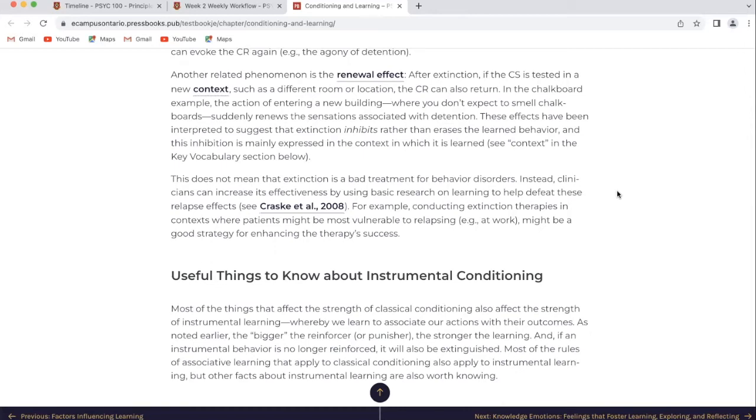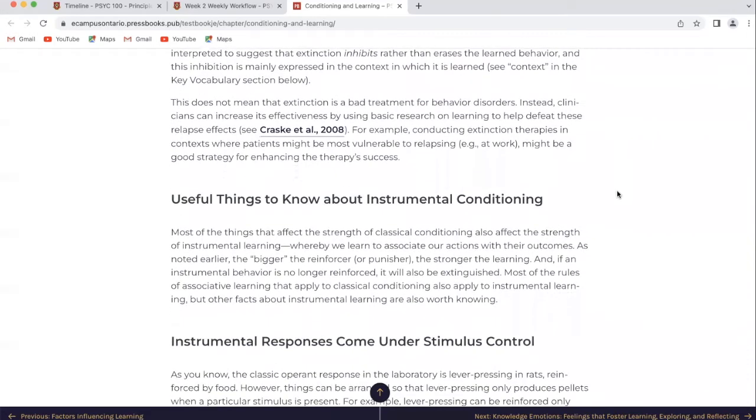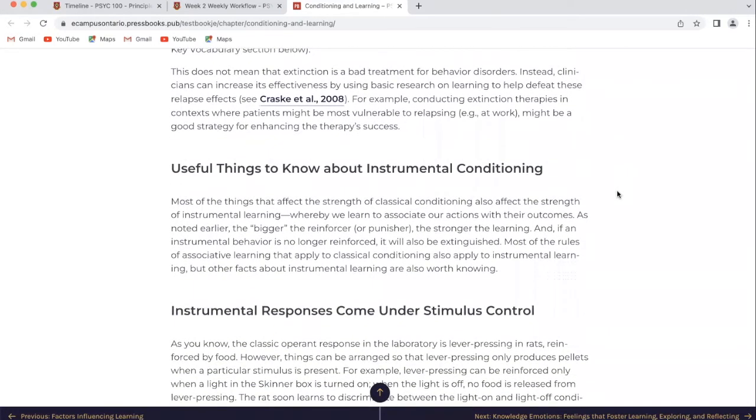These effects have been interpreted to suggest that extinction inhibits rather than erases the learned behavior, and this inhibition is mainly expressed in the context in which it is learned. This does not mean that extinction is a bad treatment for behavior disorders. Instead, clinicians can increase its effectiveness by using basic research on learning to help defeat these relapse effects. For example, conducting extinction therapies in contexts where patients might be most vulnerable to relapsing, for example, at work, might be a good strategy for enhancing the therapy's success.